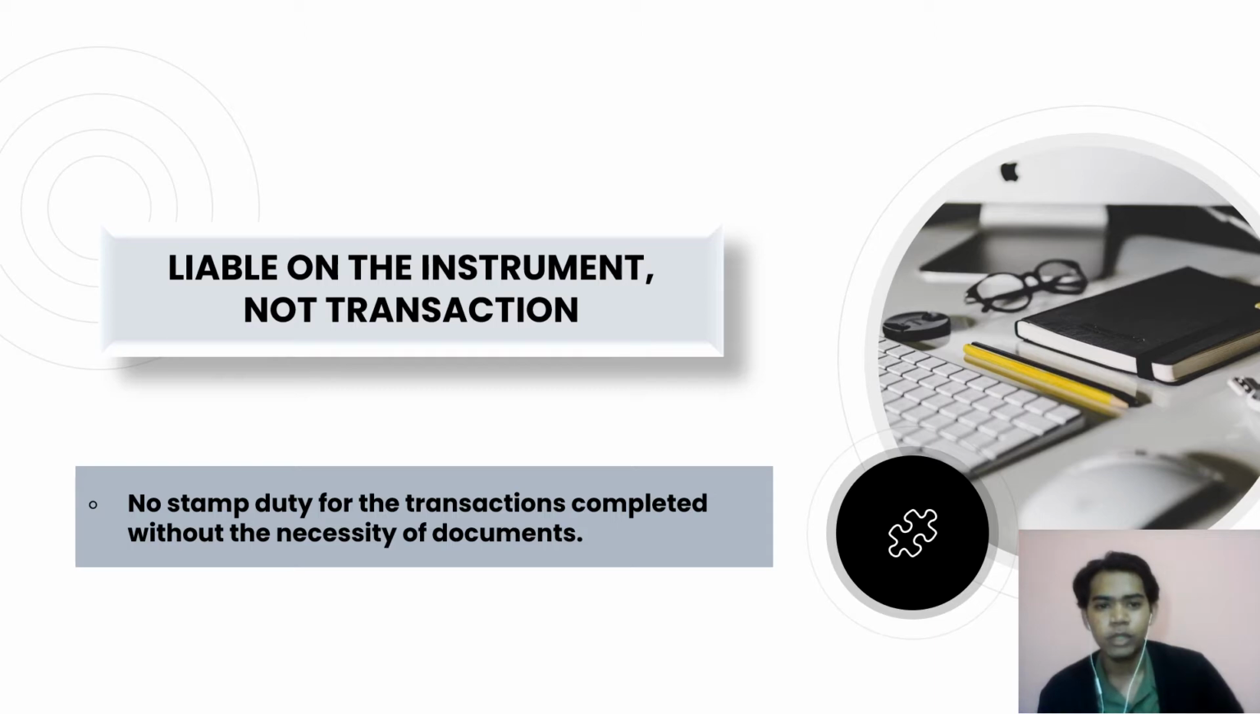So I will continue with the general principle, which is that liability is on the instrument, not the transaction. To understand this, let's say we have two parties, A and B. A wants to sell something to B. If there is only a verbal agreement between them, then no stamp duty. But if it includes a written document, which is an instrument, then it is liable for stamp duty.